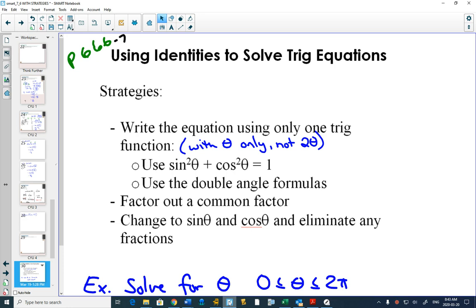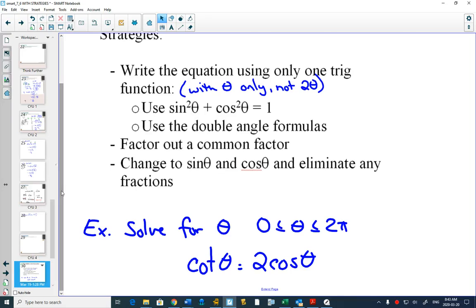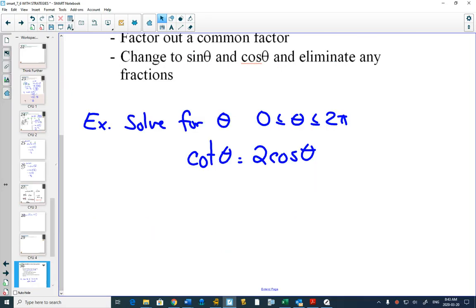So here's our first example. Solve for theta, and we have cotangent theta equal to 2 cos theta. So one of the things you would look for is if there was a way that you could change everything to the same trig function. Like if it was cotangent and tangent, then you could change everything to tangent. But cotangent and cos, we can't change everything to the same thing.